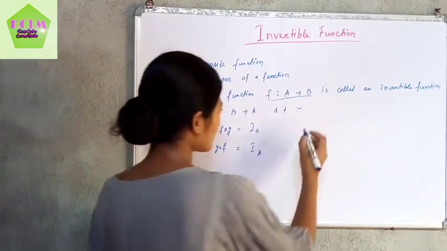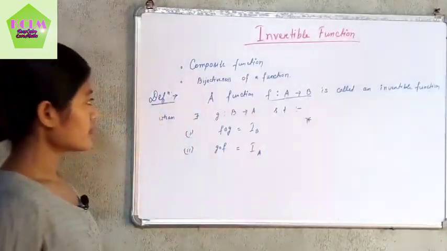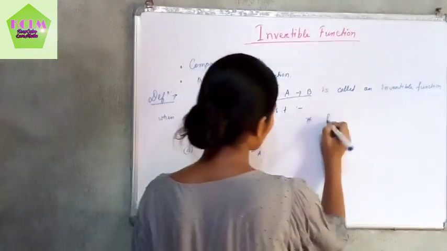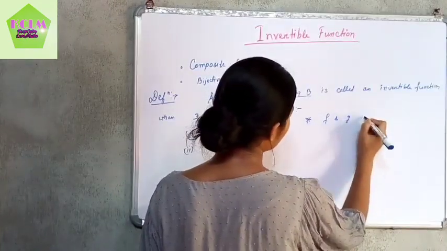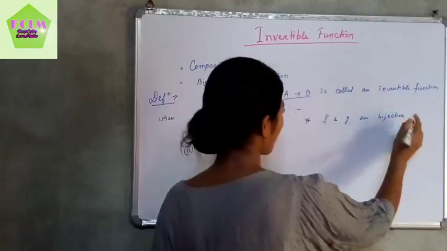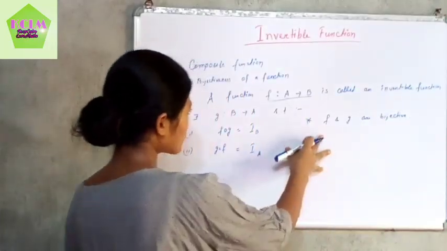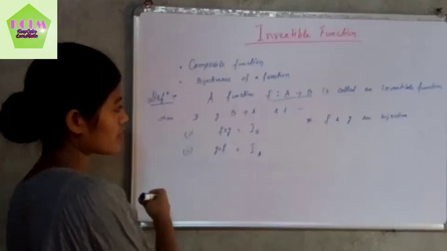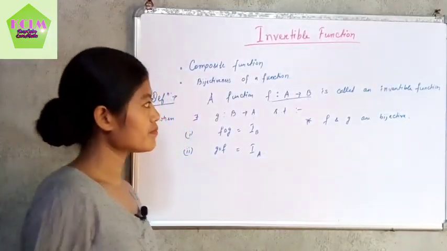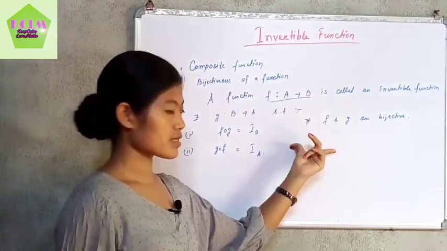There is a point to be remembered. Here, the functions f and g, these two functions should be bijective. There is a theorem based on this definition of invertible functions where we can show that f and g are bijective when we have an invertible function. But we will discuss it later.